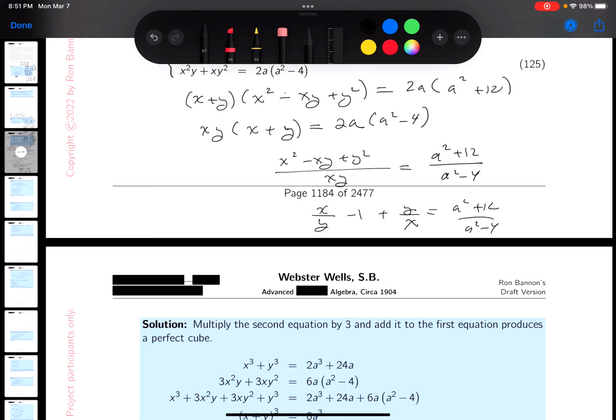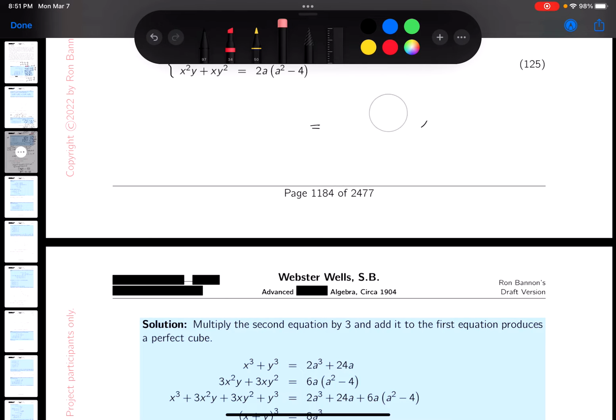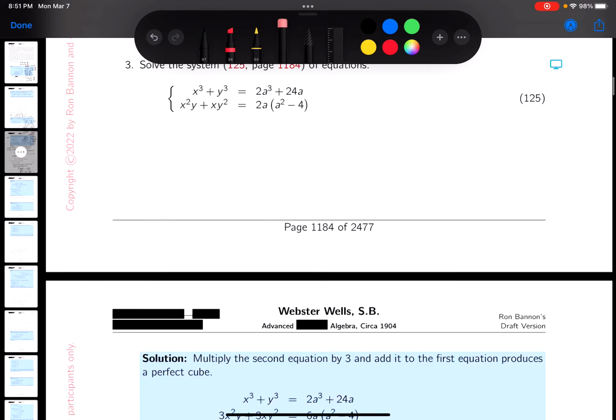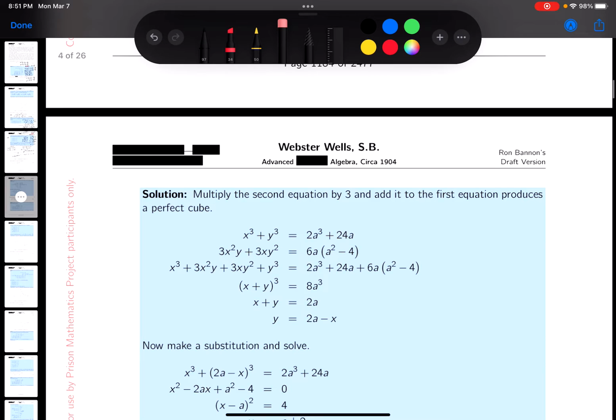So I'm going to erase that, indicating I don't think that's the way I want to go. It just seems too difficult. But you know what? Maybe I'm just turning around before I see paradise. So the way I arrived at this, I'll tell you what I did do. You may think this is really peculiar, what you've done. What I did was I multiplied the second equation by 3, and I added it to the first equation to produce a perfect cube.